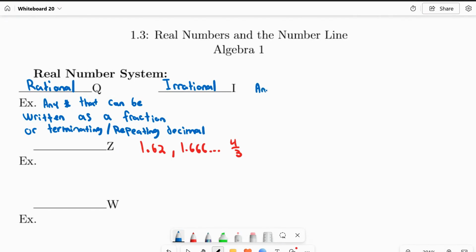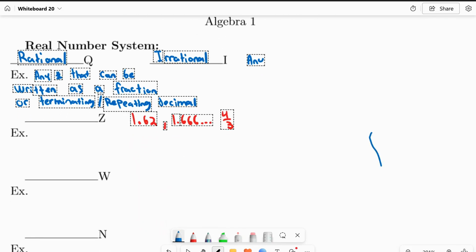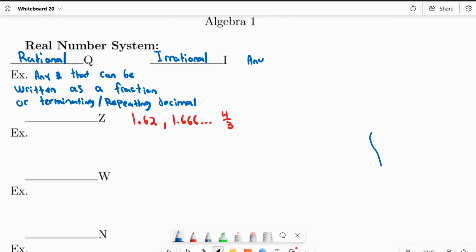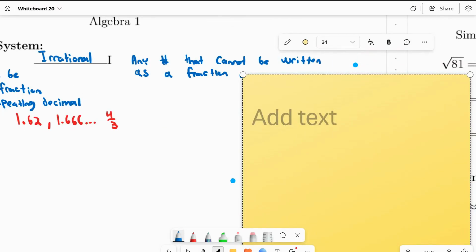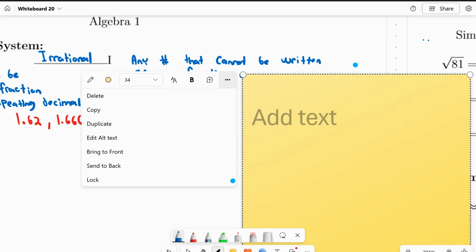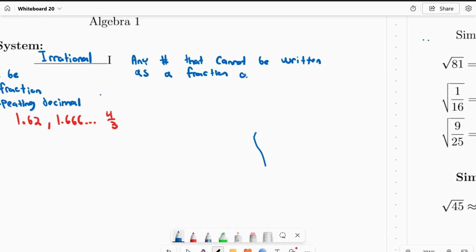Irrational numbers are any number that cannot be written as a fraction or a terminating or repeating decimal.